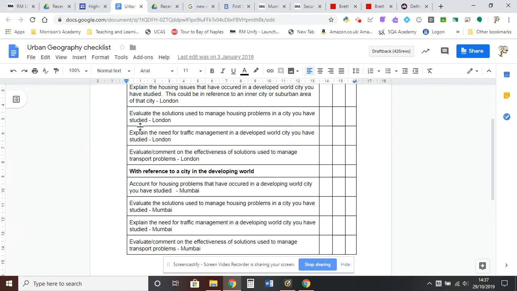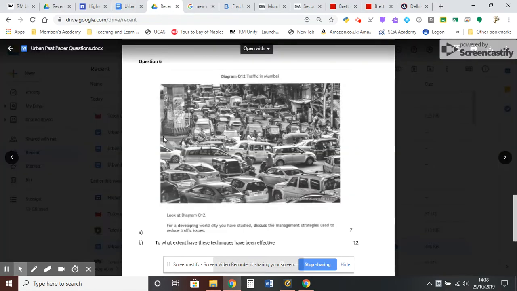Okay, this is a tutorial that's going to help you answer a question that asks you to explain the need for traffic management in a developed world city and evaluate and comment on the effectiveness of the solutions. So the kind of question that we're looking at is this one here, where we've got a resource. In this case, it happens to be Mumbai, which is the case study that you will have looked at.